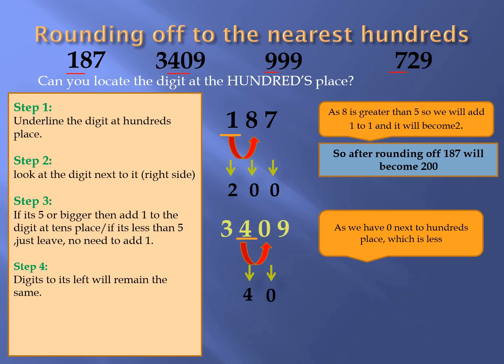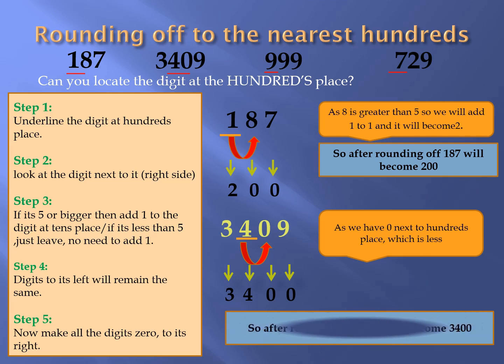Right hand side पे जितने भी digits हैं, they will become 0. Left hand side के digit के साथ क्या होगा? It will remain the same. There will be no change in it. 3 will remain as it was. So when we round off 3409, it becomes 3400.